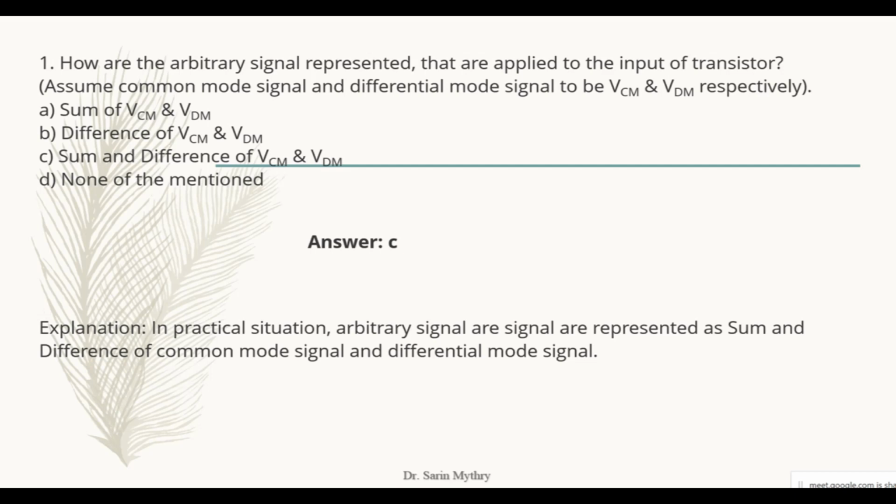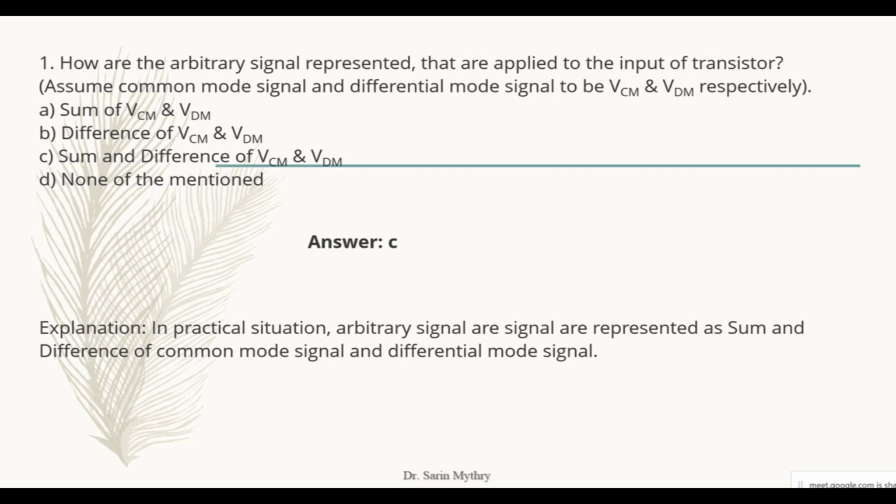And the options are given as sum of VCM and VDM, difference of VCM and VDM, sum and difference of VCM and VDM, and none of the mentioned. So let us see the question again. What is the question? How are the arbitrary signals represented when they are being applied to the input of a transistor?